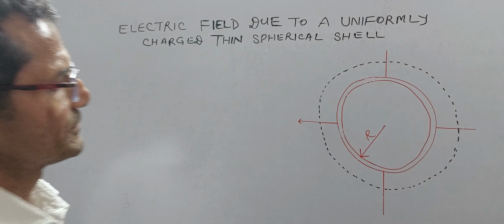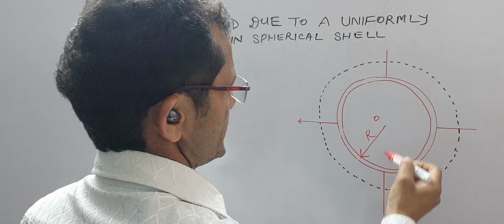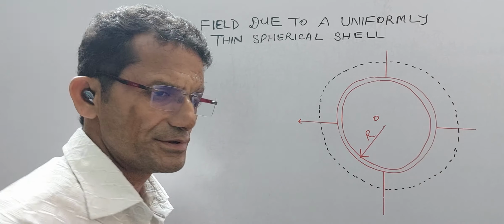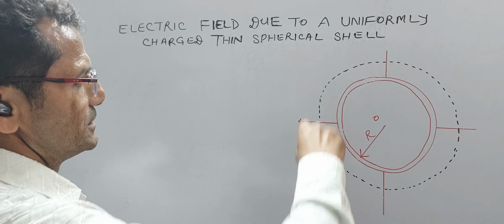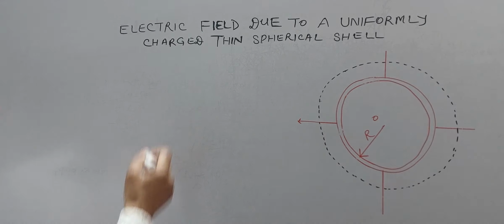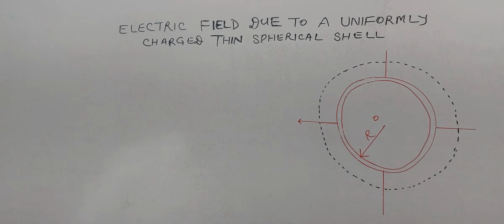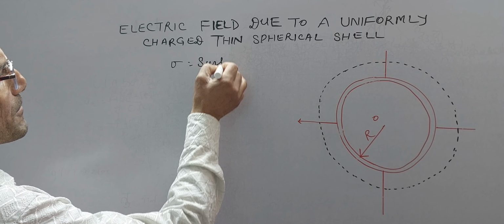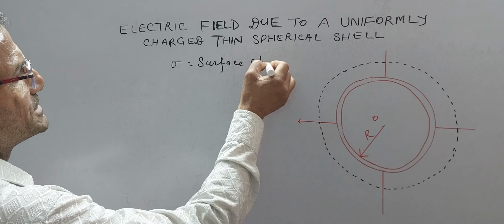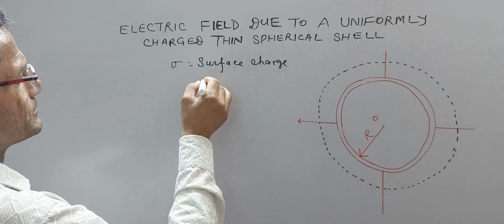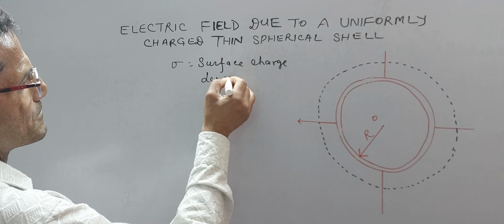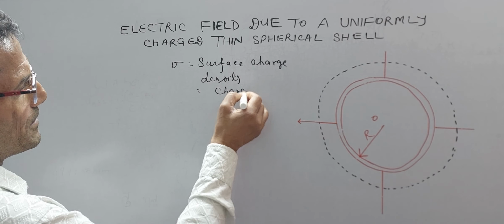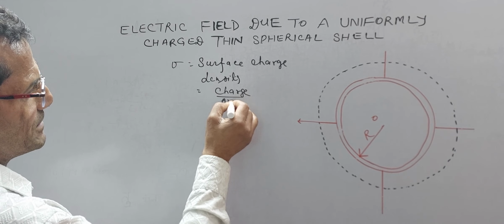spherical shell. The center of the spherical shell is O, and r is its radius, and we have been given some charge which is uniformly distributed over this surface. Now, if I say that sigma is the surface charge density, it means charge divided by area.